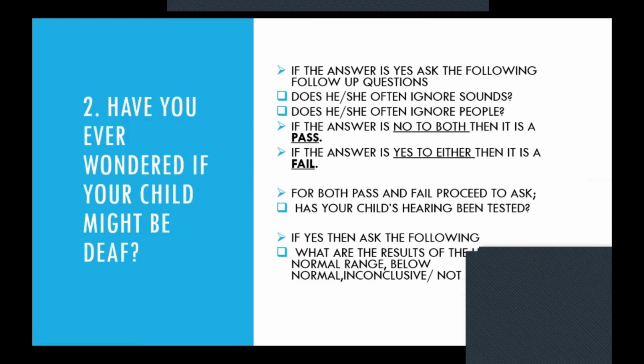Have you ever wondered if your child might be deaf? So this one, if they answer yes, that's considered a fail. Usually this one requires follow-up questions. So do they totally ignore you? Do they not hear sounds? Have they been tested for their hearing?